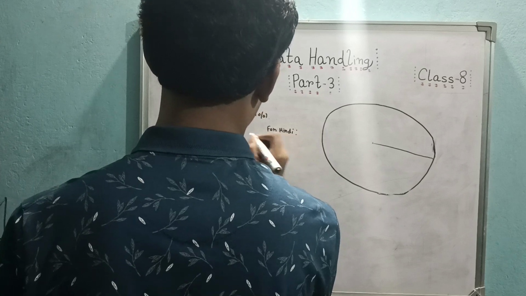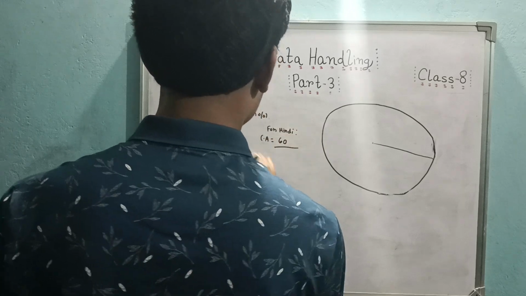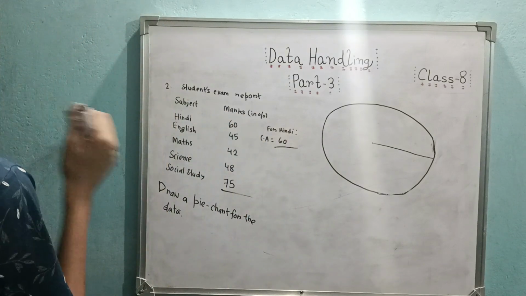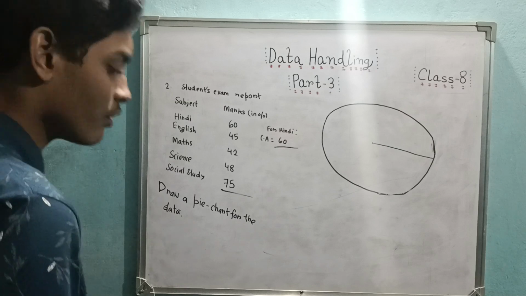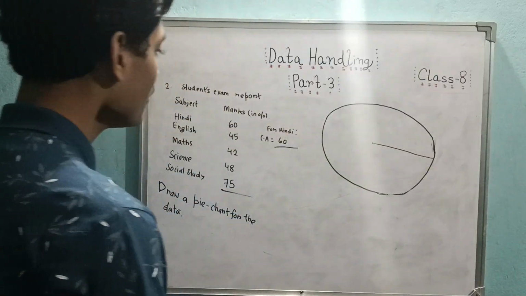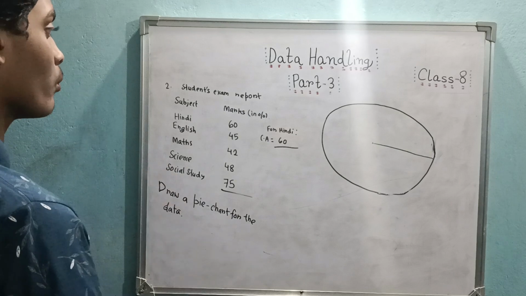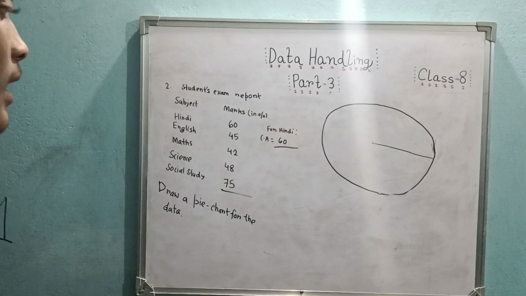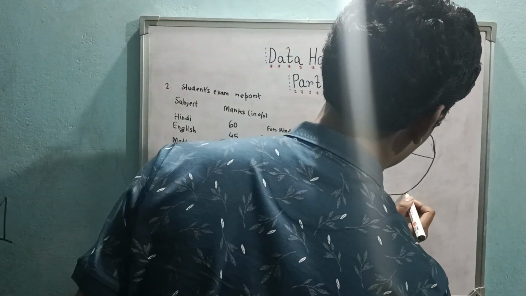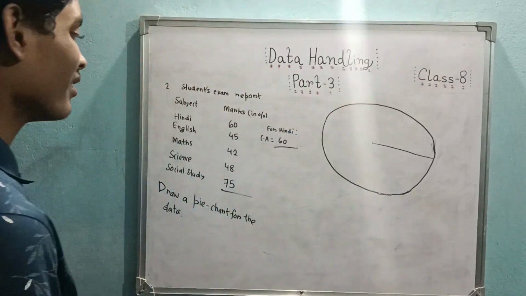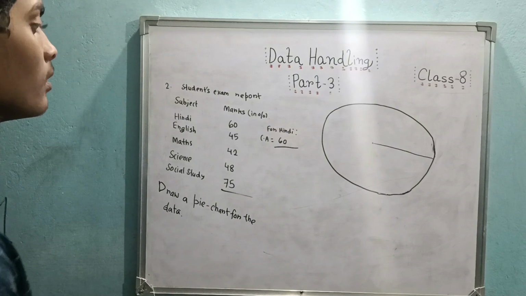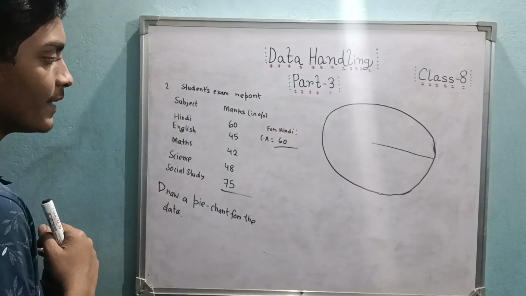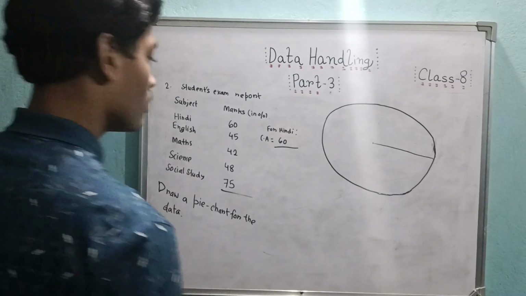Central angle for Hindi is equal to Hindi's frequency, 60, divided by total frequency. So I'm just writing the total. 45 plus 60, 105, plus 42. Everyone is getting less marks in maths, the question maker wants to prove anyhow. That's not fair. Still, we have to obey his rules and given data. 60, 45, 105 plus 42, 147 plus 48, 195, and plus 75, 270.